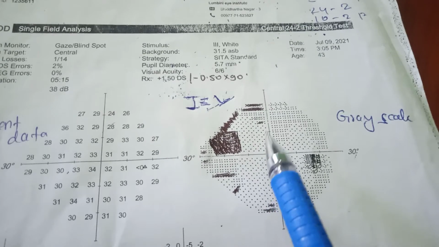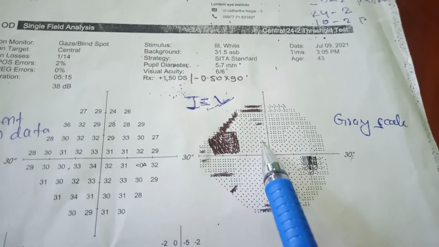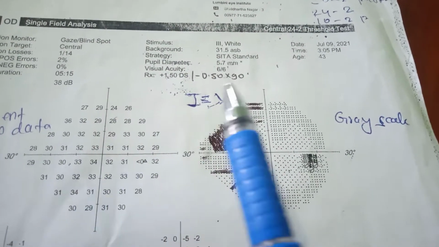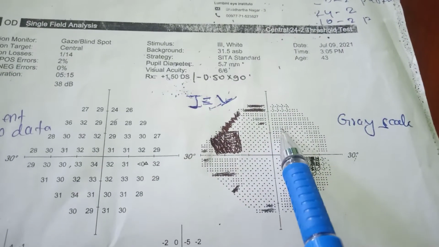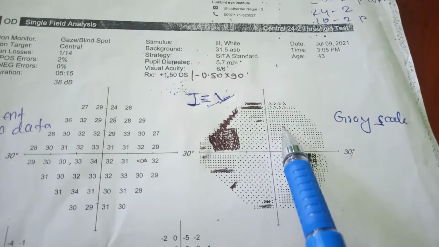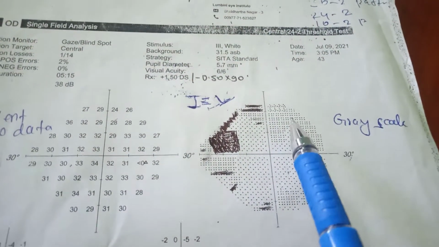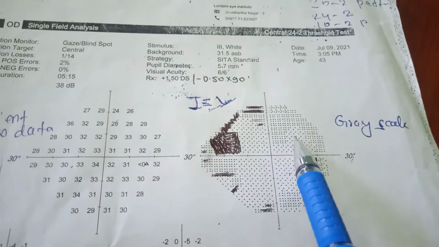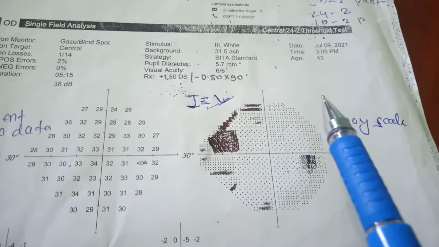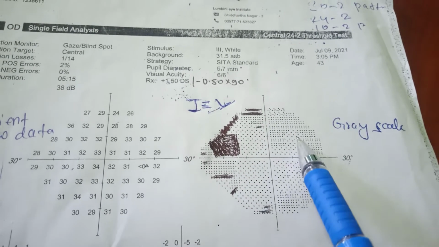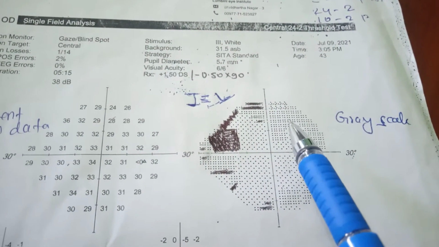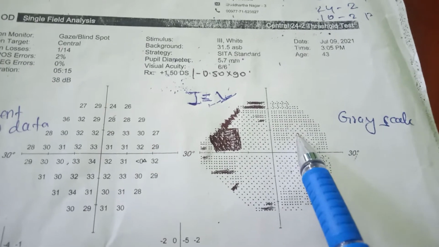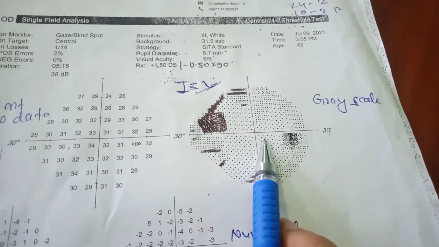Now talking about grayscale. This is grayscale. The numerical value of the raw data is represented graphically in the grayscale. The lighter shade denotes higher retinal sensitivity. The darker shade denotes lower retinal sensitivity. High false positive denotes white out grayscale. High false negative is represented by clover leaf pattern. So we discussed grayscale.